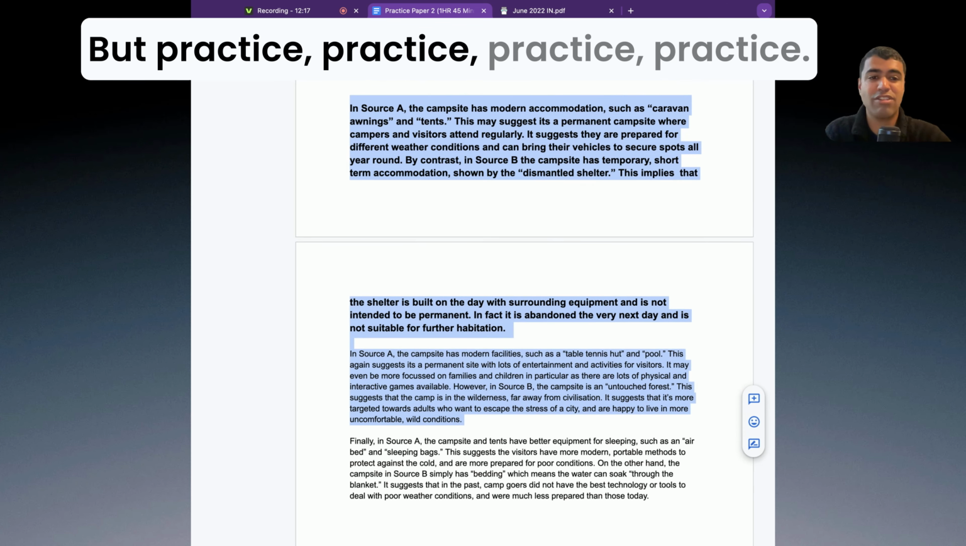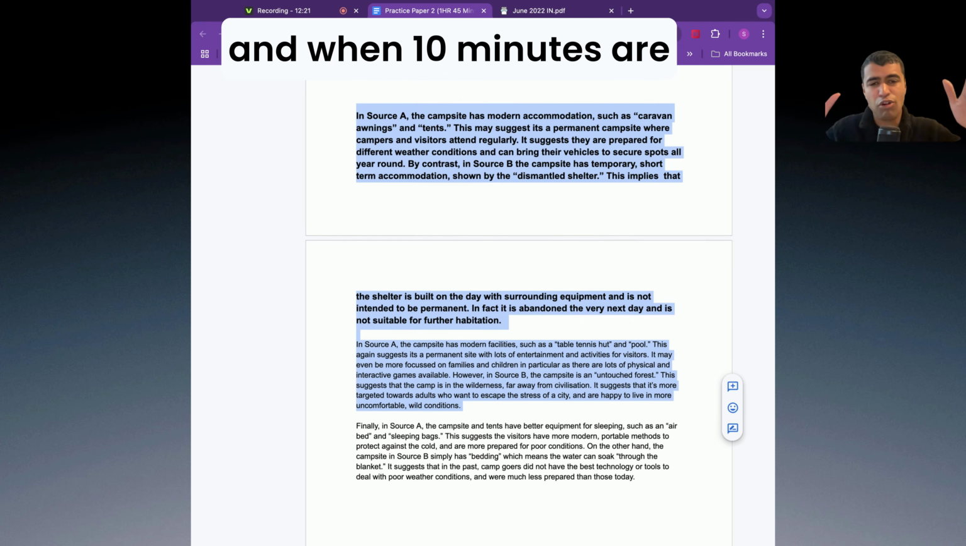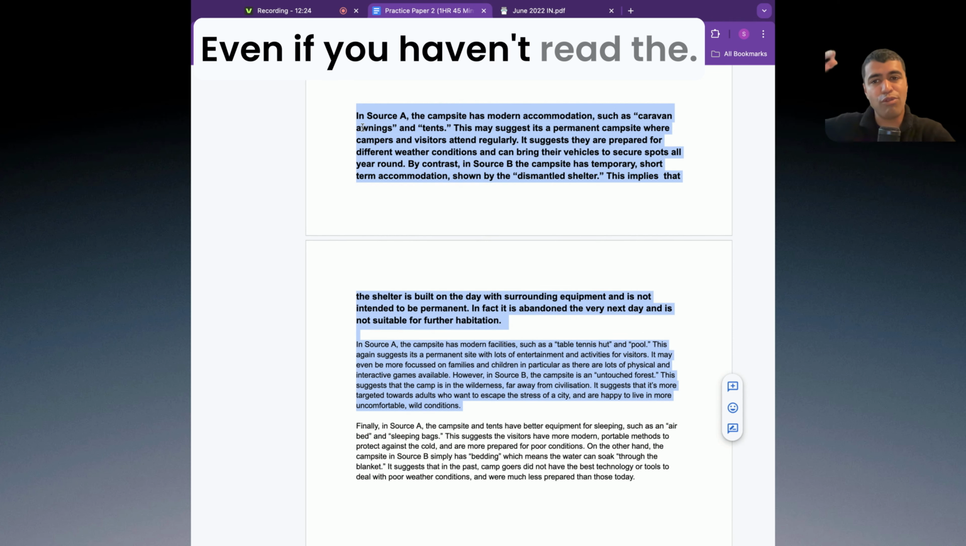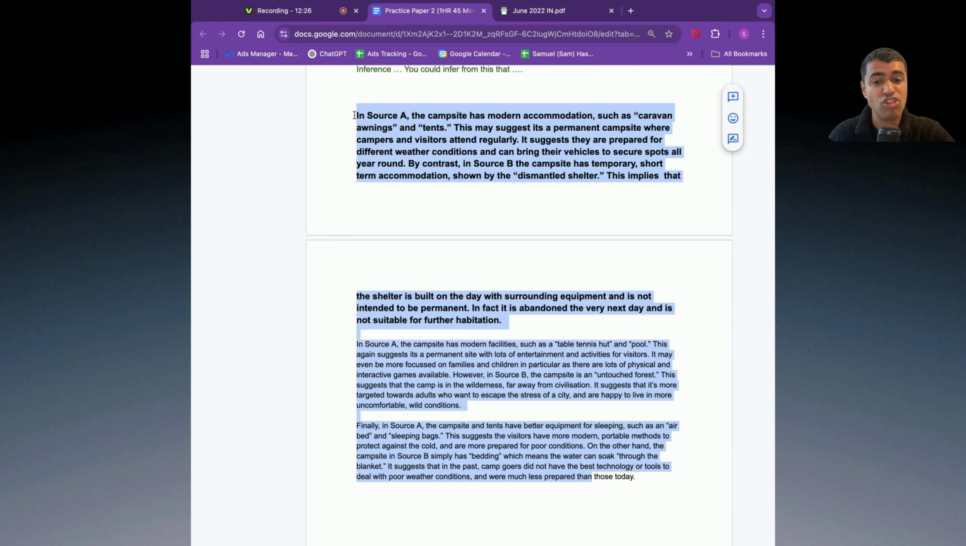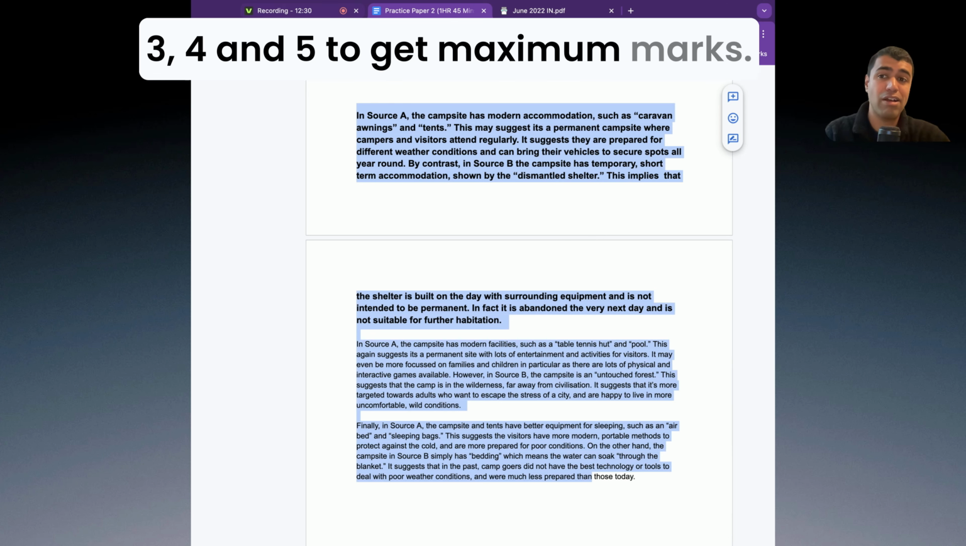But practice so you feel confident with this question. And when 10 minutes are up, just move on to the next one, even if you haven't written this much, because you want to focus more on question 3, 4, and 5 to get maximum marks.